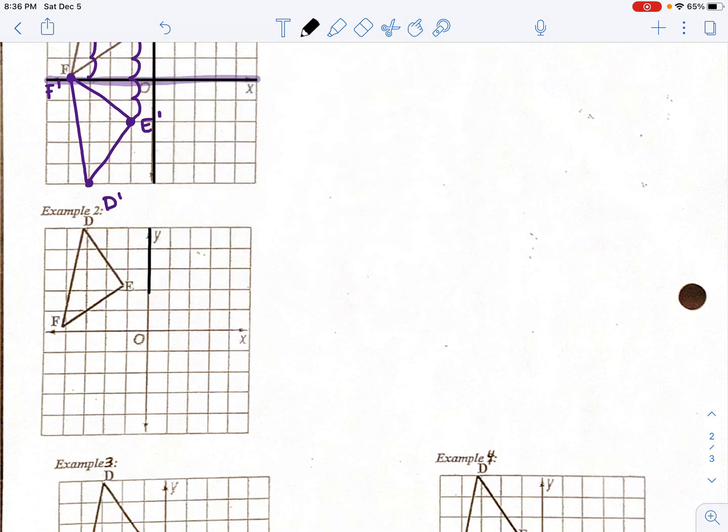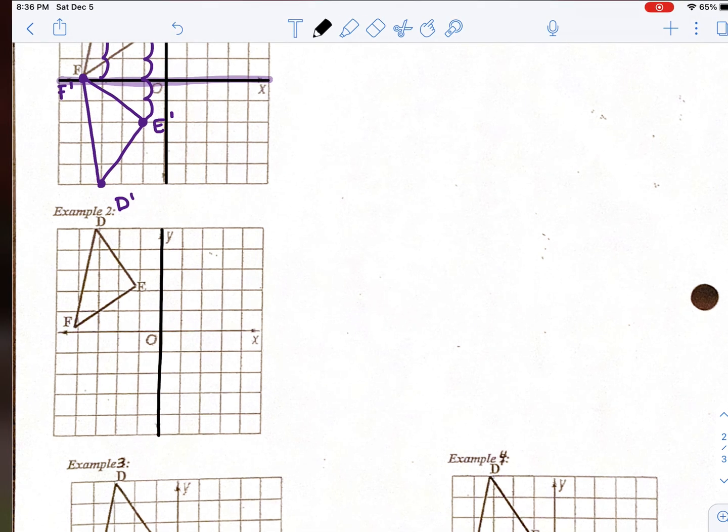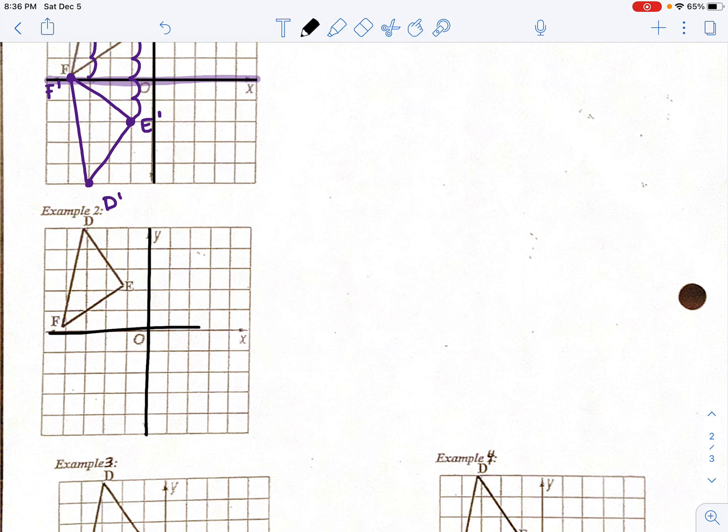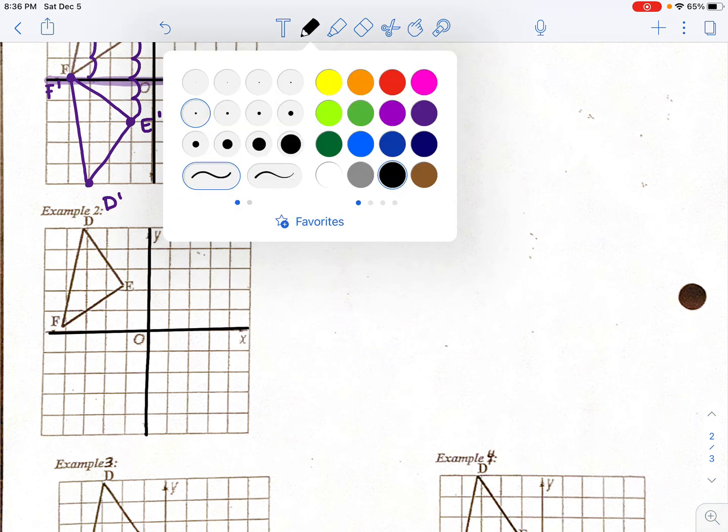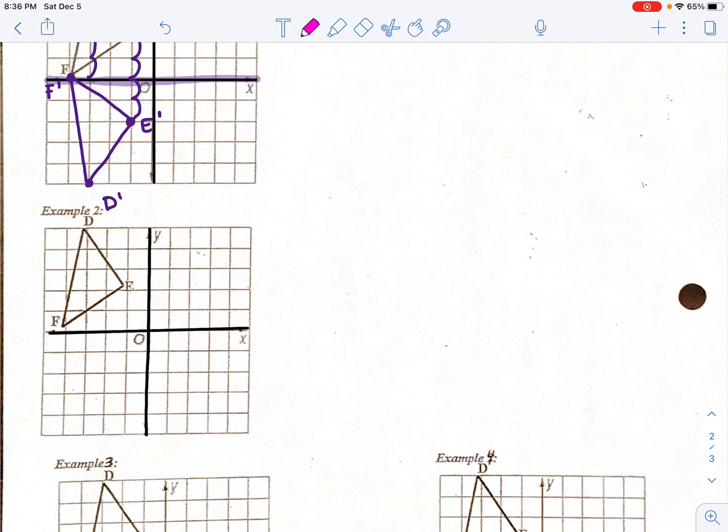Let's do another example here. Let me darken my axes real quick. Okay. For this one, we are going to reflect over the y-axis.